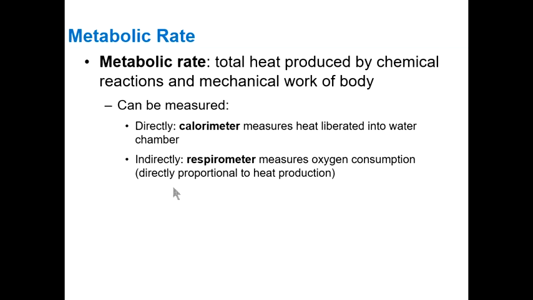But a more convenient, indirect way to measure metabolic rate is with a respirometer, measuring oxygen consumption, because it's directly proportional to heat production. So the rate at which we use our oxygen relates to how much work we're doing. And that makes sense, because when you're exercising, you need more oxygen. Anytime our body needs to process or build or break down different products and reactions, of course oxygen is needed to do that work.